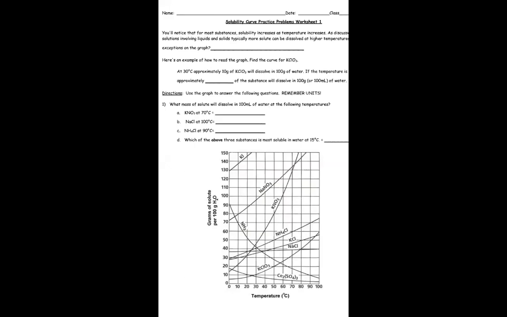So what you do is you check 70, you move up until you get to the curve of KNO3, and then you link it to the y-axis, and that's 130 grams. That's very correct. Now, B part, NaCl at 100 degrees Celsius. What is that going to be? 40 grams, very correct.